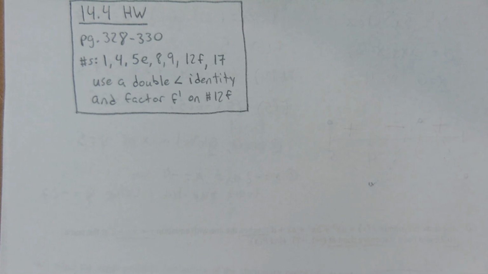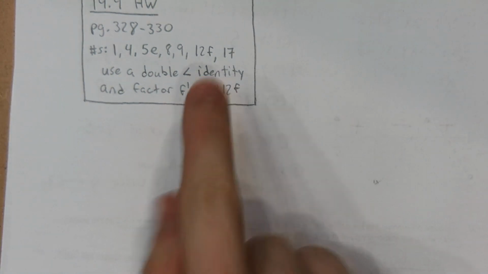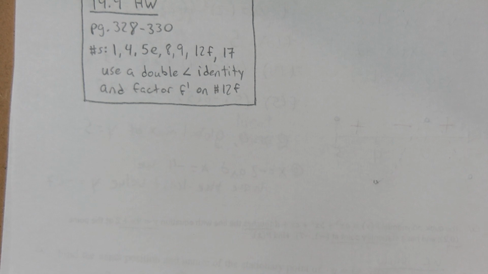I'm going to go ahead and give you a clue. You need to use a double angle identity, and you need to factor f prime when you do 12f. So you have to use a double angle identity and then factor on f prime. That's your clue. Yeah, 14.4.